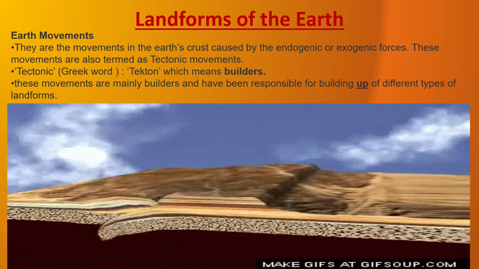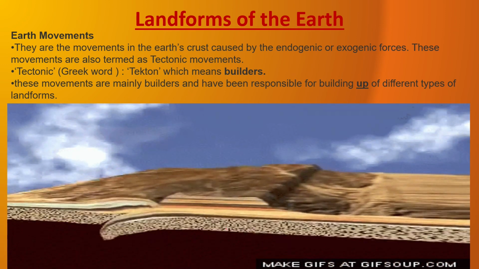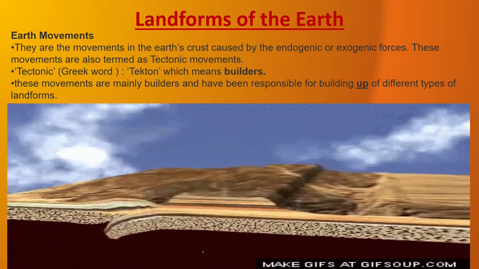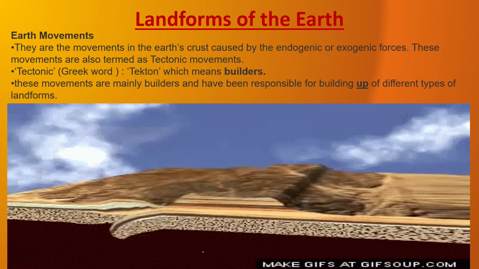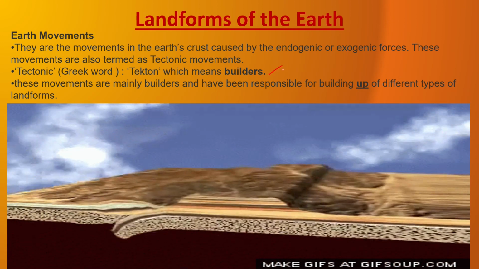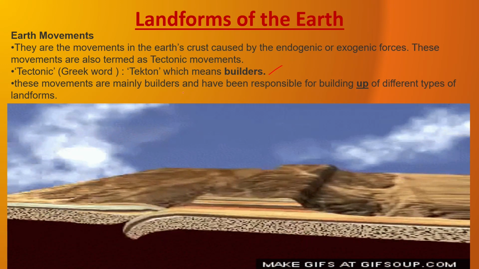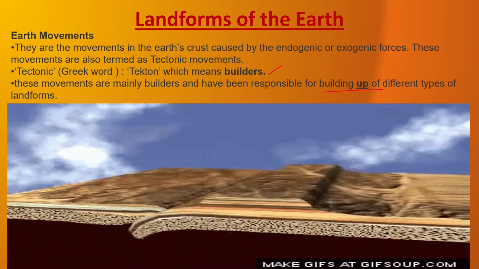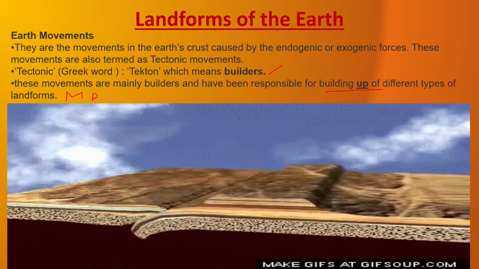Movements of the Earth. They are the movements in the Earth's crust caused by endogenic and exogenic forces. These movements are also termed tectonic movements. Tecton, a Greek word, means builders. It is building the Earth's surface, different landforms. These movements are mainly builders and have been responsible for building up the different types of landforms, whether it is mountain or plateau or plain.